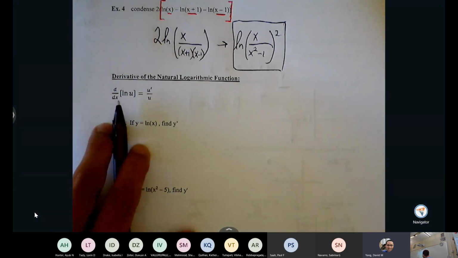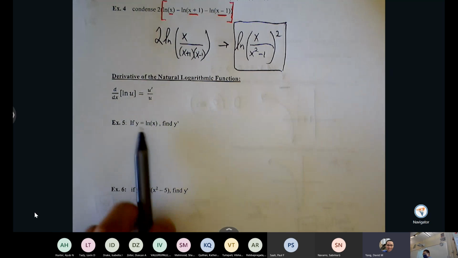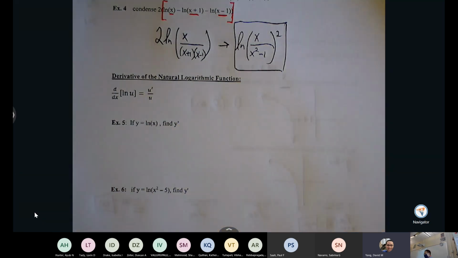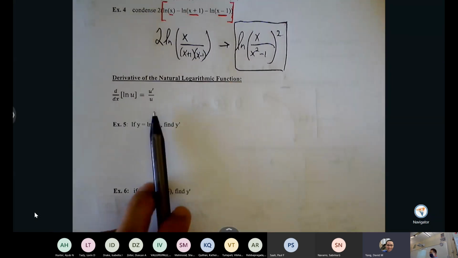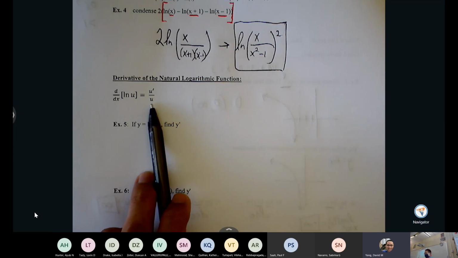Okay. So let's move on to our new derivative rule. We have a rule for natural log functions. And the rule is this: if I have natural log of u, and u is just whatever is inside my natural log expression, I'm going to take the derivative of that expression and put it above, whatever that derivative is, and I'm going to divide it by the original expression inside that natural log term.